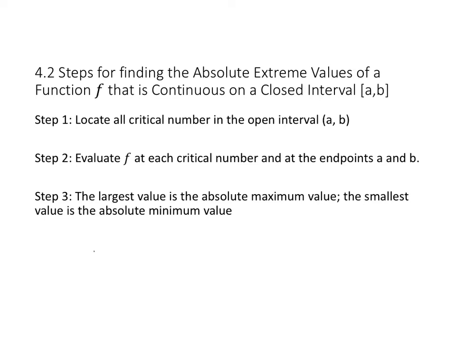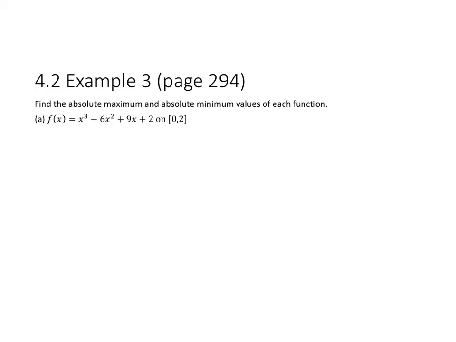And I just like to do that with an xy table. So now let's do an example, and I think this will start to make a lot more sense. So in example 3 on page 294, it's asking me to find the absolute minimum and the absolute maximum for each of the value functions. So f of x equals x cubed minus 6x squared plus 9x plus 2 on the closed interval 0, 2.